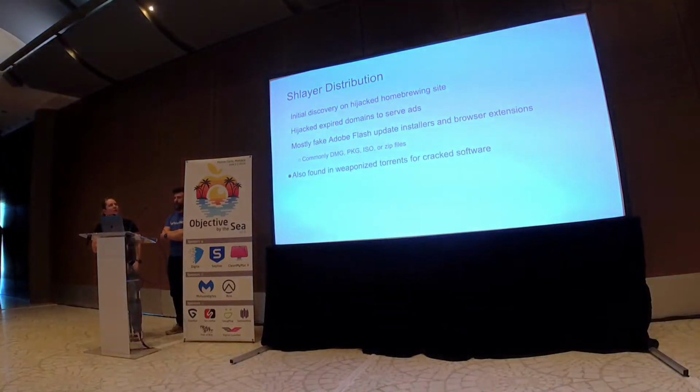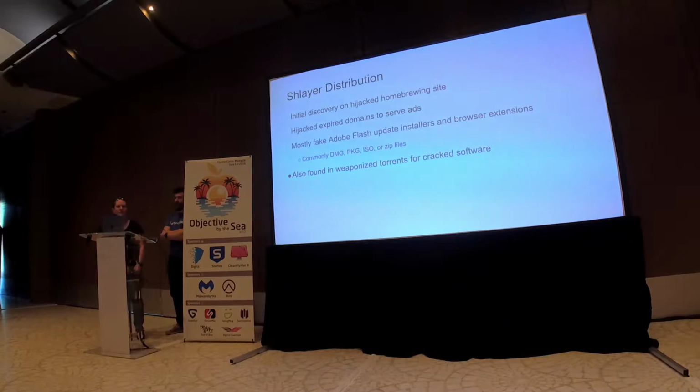But so just briefly about the distribution, like I said, we discovered it on the homebrewing site. The whole operation, basically, there's 2 methods. One of them was hijacking these expired domains, which is the one that we found. The other common one is being bundled with torrent files. So somebody goes to download a cracked copy of Photoshop, and they actually get Shlayer instead.